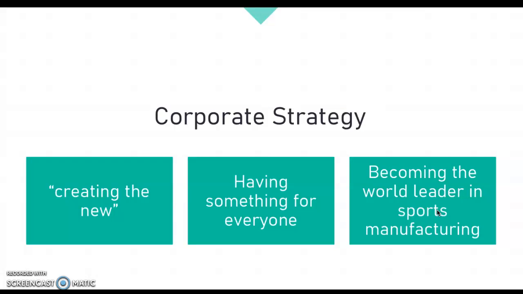And then the corporate strategy, creating the new. Adidas wants to constantly be ahead of the curve. They want to be the ones creating the new thing that's coming out and understand that they are constantly trying to innovate and create something new. And having something for everyone is also a big staple in their strategy. They want everybody to feel like there's something for them at Adidas and something that fits them. And the biggest part is becoming the world leader in sports manufacturing. As I said, Adidas is number one in Europe for sports manufacturing, and then they are number two to Nike in the world. So their goal is to overtake Nike in the sports manufacturing world.